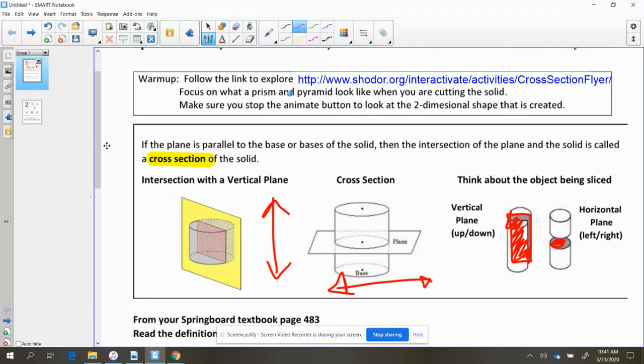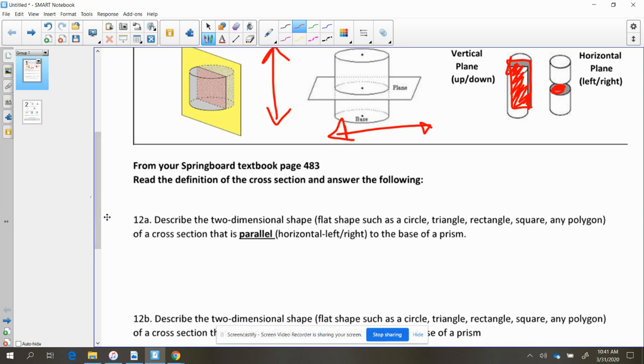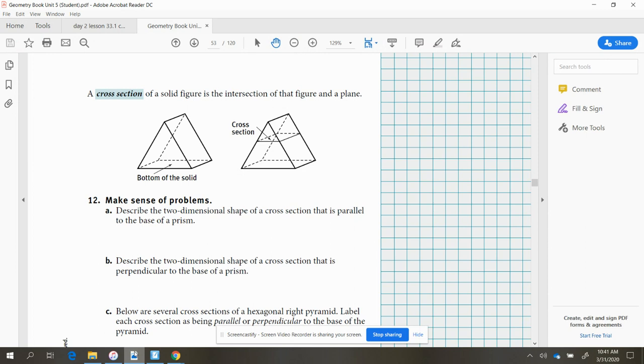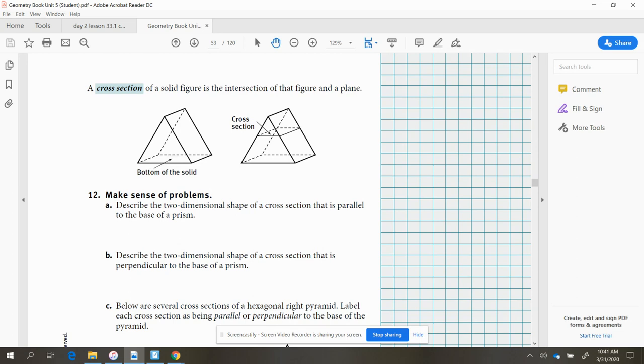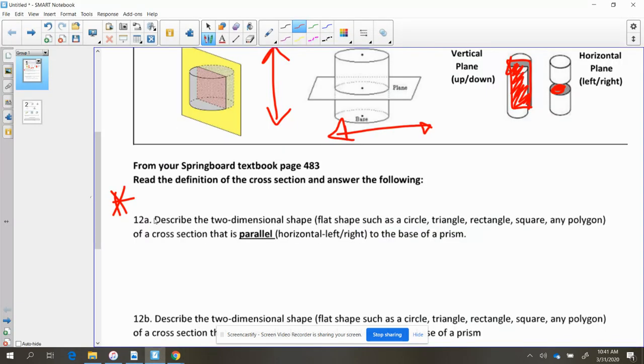Now again, going back to the notes, it says the next piece of this is to look at our Springboard book on page 483 to read the definition of the cross section. So you're definitely going to probably want to write that down right here. But what you're going to notice is if you open up your book, I have my book open here, it says a cross section of a solid figure is the intersection of that figure and a plane. Okay, so we see again, cross sections can kind of happen throughout. So this is an example of a cross section down at the bottom of our figure versus also a cross section here inside of the figure. You can pretty much slice these figures anywhere.